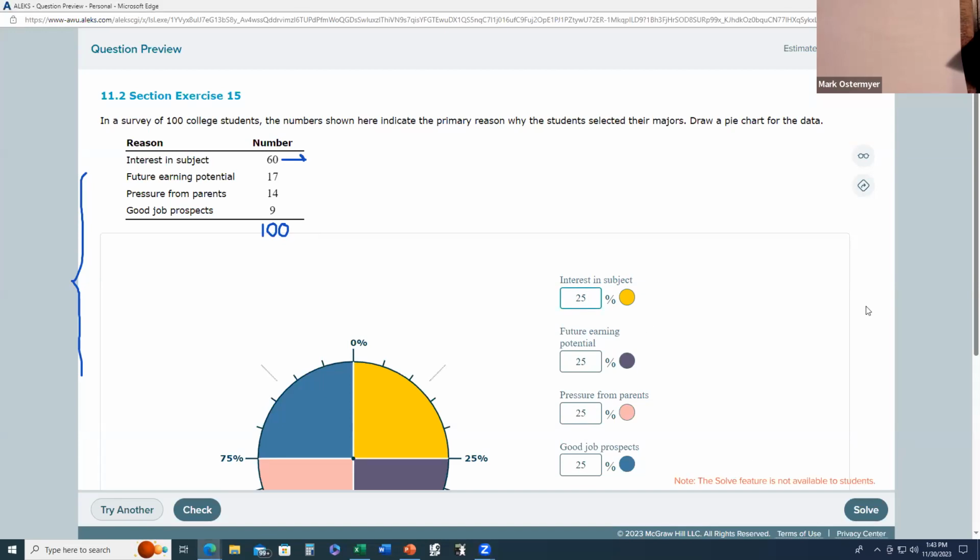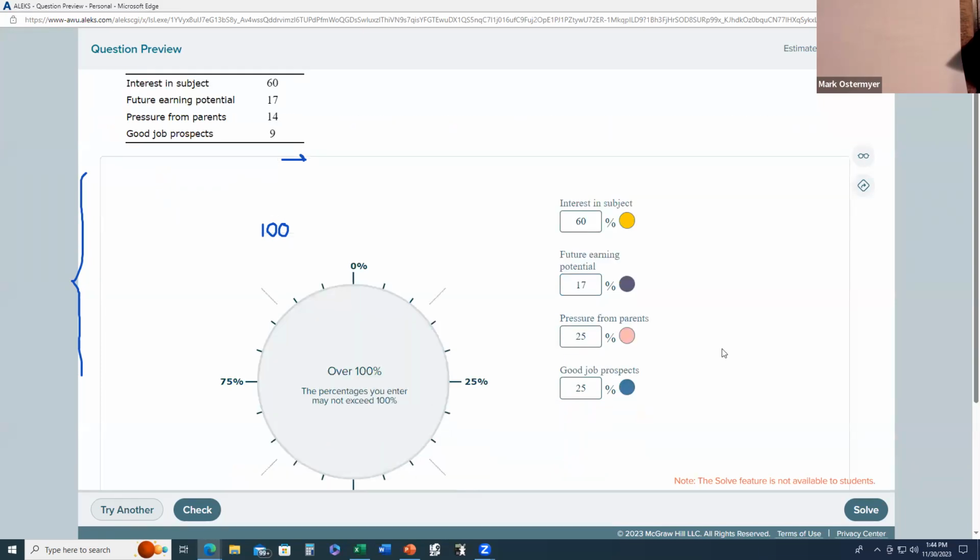Now, how do I answer this question? I would type in 60 here. Now, the next category is future earning potential, and that was what? 17%, 17 out of 100. All right. Wait a minute here. What just happened there? Well, all right, pressure from parents would be 14%. And good job prospects is 9%.